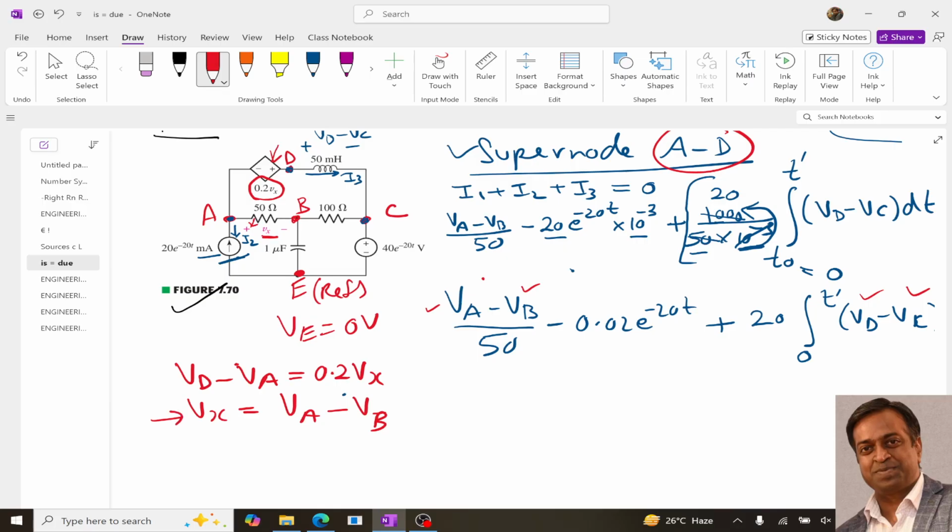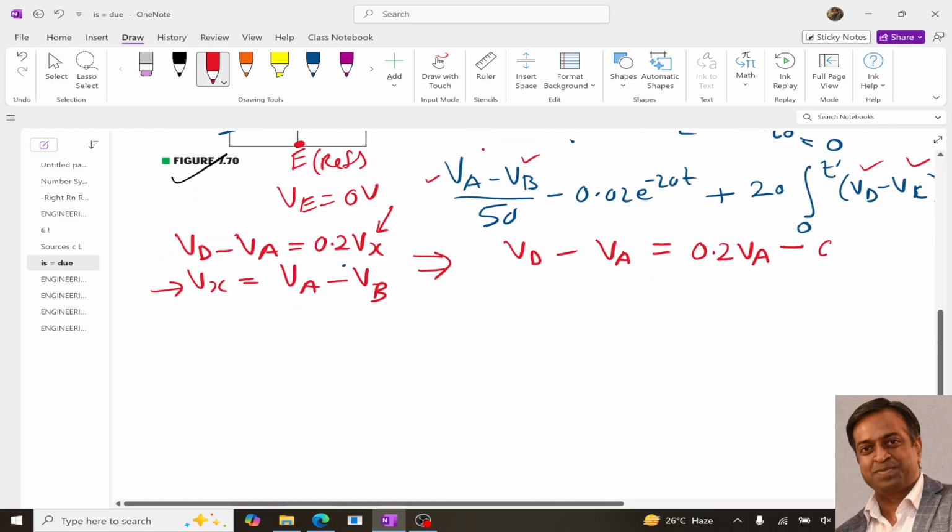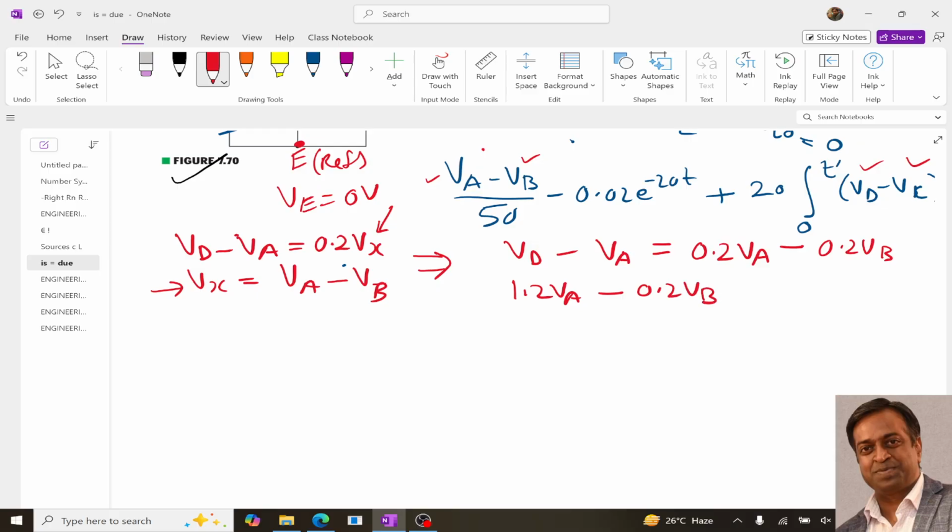Substituting the value of Vx in this, we will get Vd minus Va equals 0.2 Va minus 0.2 Vb, and arranging them, we will get 1.2 Va minus 0.2 Vb minus Vd equals 0. So this is our second equation, and again you can see that all the variables Va, Vb and Vd are the node voltages. So this is another nodal equation, right?